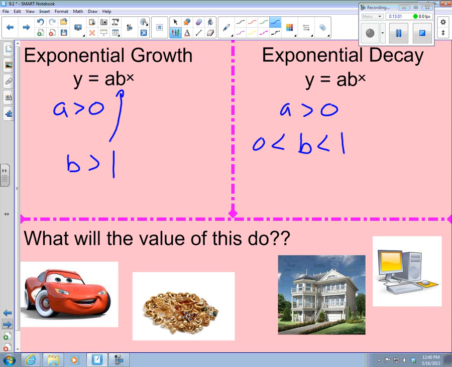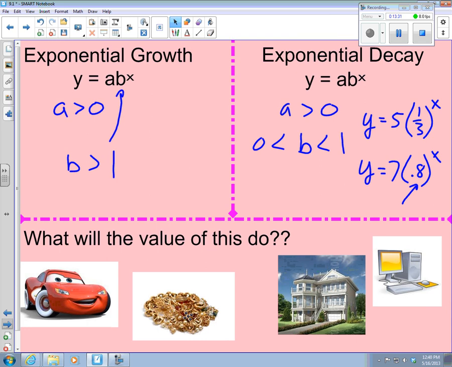Something like that, a lot of times you'll see, we'll say a is 5, whatever, as long as it's positive, times 1/3 to the x power, an example of exponential decay. Or y equals 7 times 0.8 to the x power. Once again, 0.8 is between 0 and 1. It's an example of exponential decay.